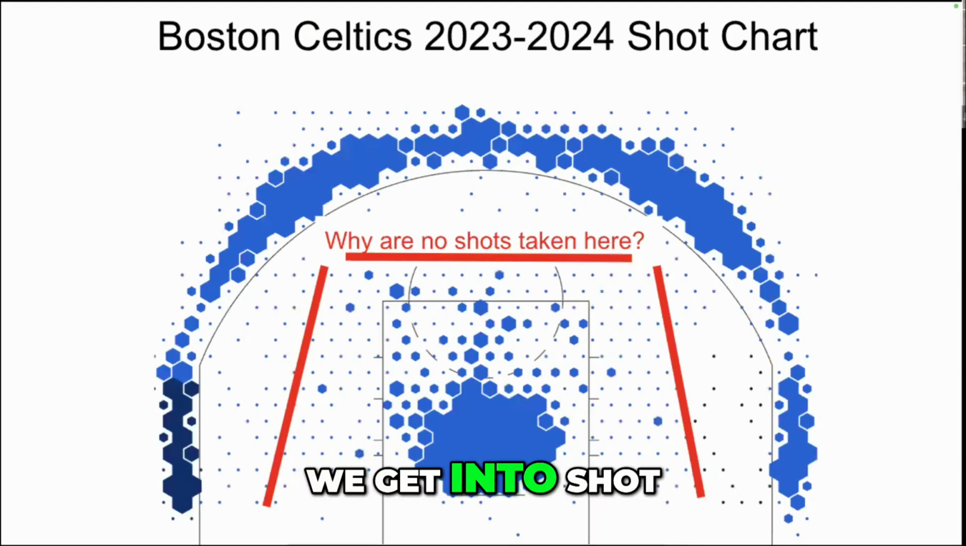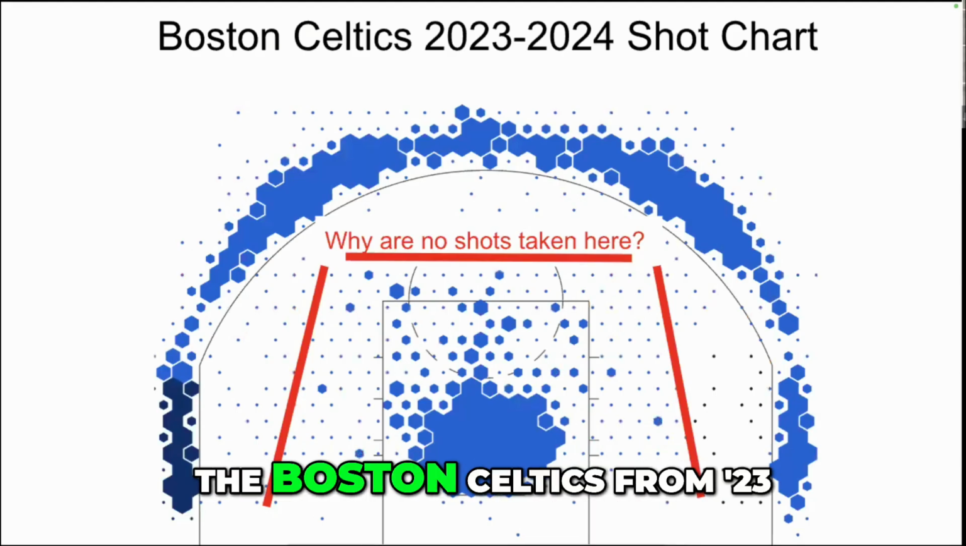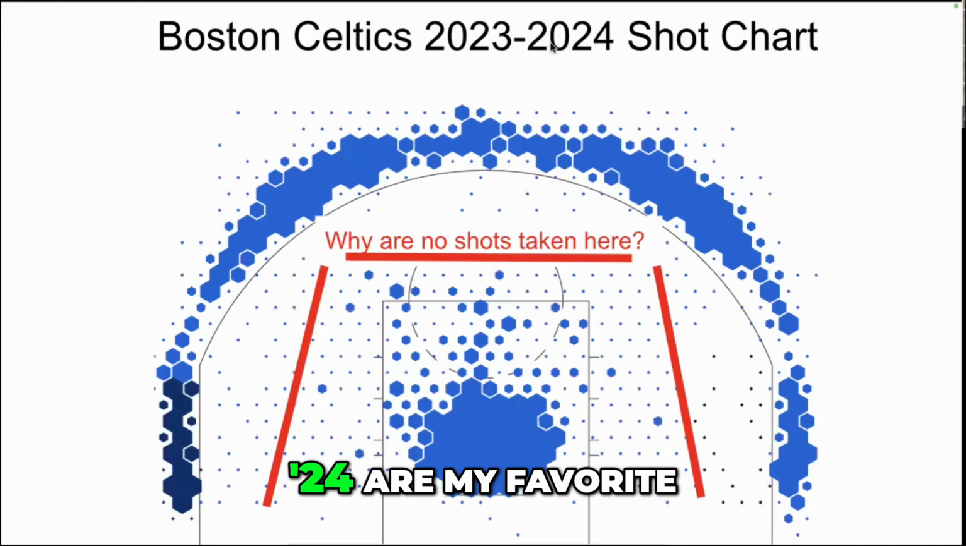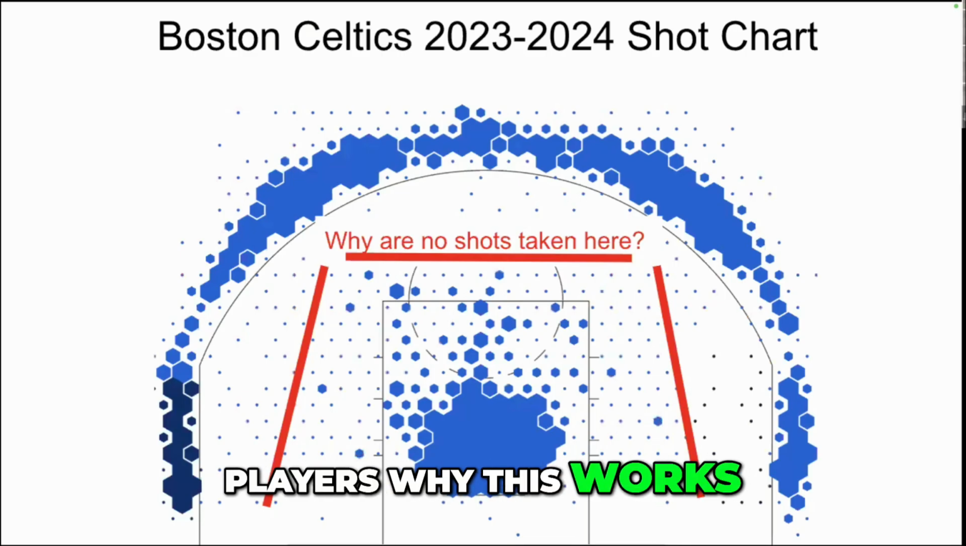So this is where we get into shot selection based on this. So again, the Boston Celtics from 23-24 are my favorite example that I did a kind of a deep dive study on to show our players why this works the way it does, right?